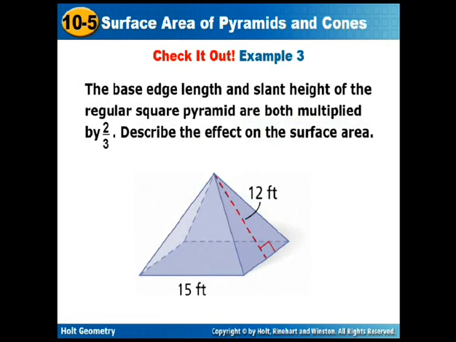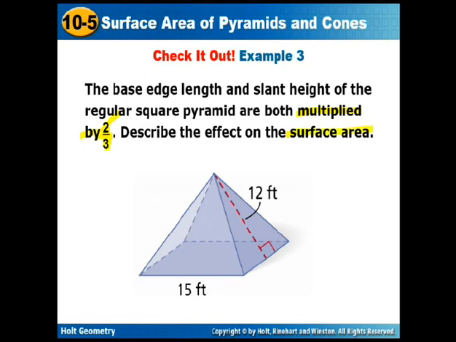Example 3, for example, here. Again, the effect on the dimensions, how it will affect the surface area. Now, the base edge length and slant height of the regular square pyramid are both multiplied by this fraction, 2 over 3. Describe the effect on the surface area.